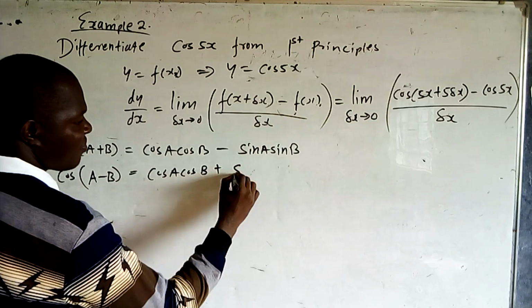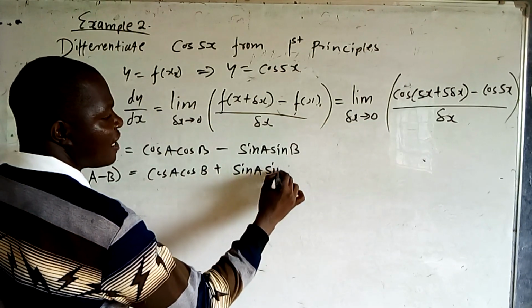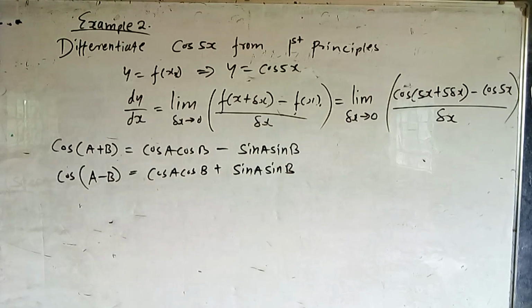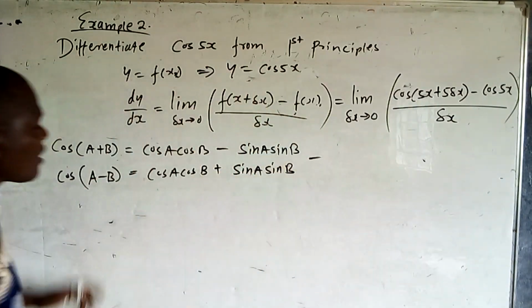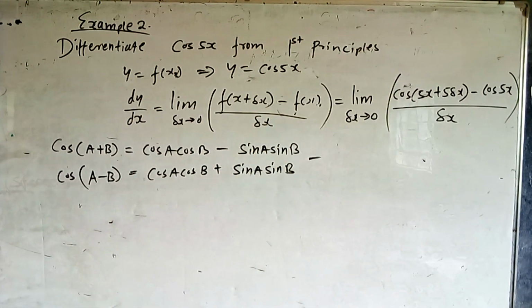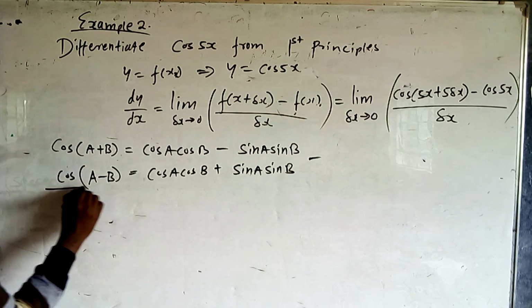Plus sine A sine B, isn't it? Now we want cos minus cos, meaning we subtract the two equations, isn't it? We subtract the two equations.